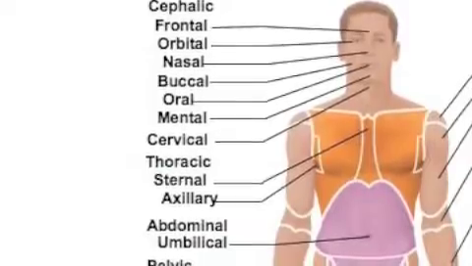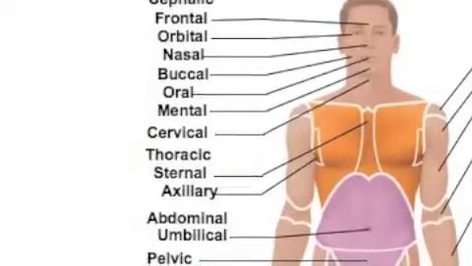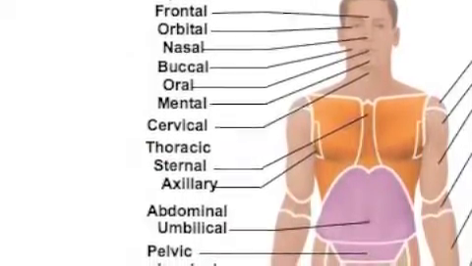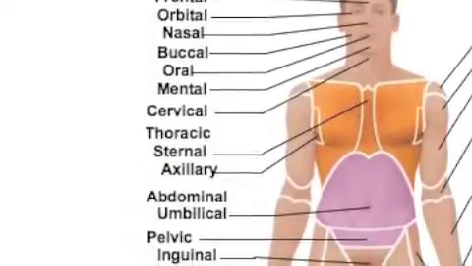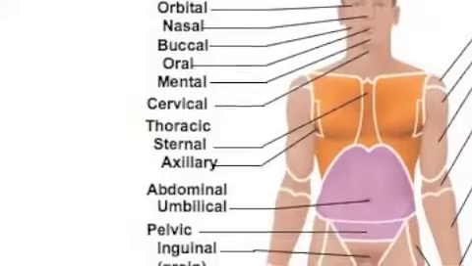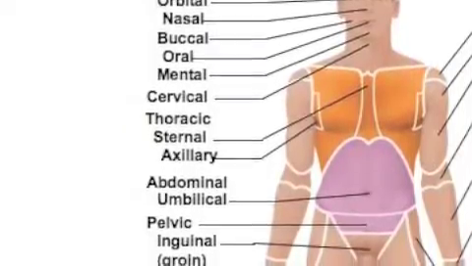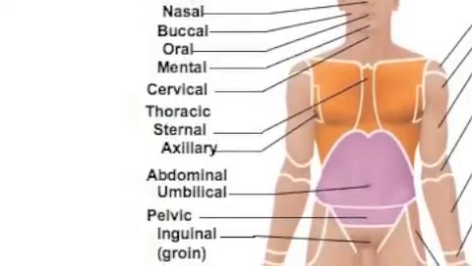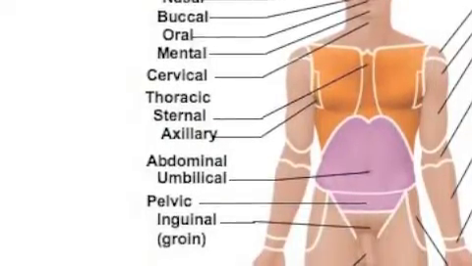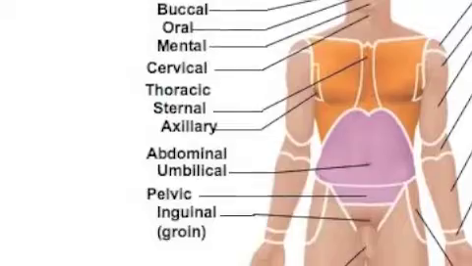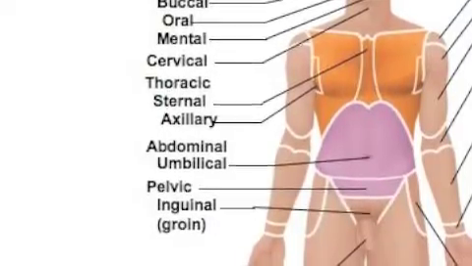Cephalic refers to the head. Frontal is the front of the head. Orbital is the eye socket. Nasal refers to the nose. Buccal, the cheeks. Oral, the mouth. Mental, the chin. Cervical is the neck. Thoracic means chest. Sternal is the breastbone area, and axillary refers to the armpit.